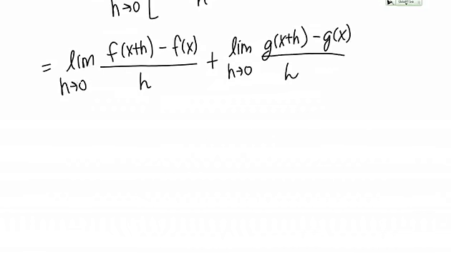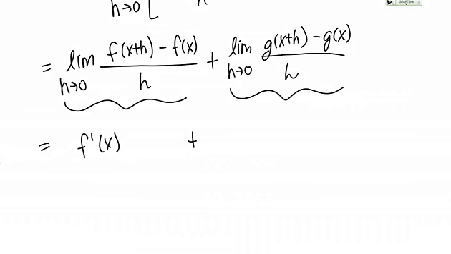So what are these two quantities? This first quantity is just the definition of the derivative of f of x. So this is f prime of x. And the second quantity is just the definition of the derivative of g of x. So this is g prime of x.